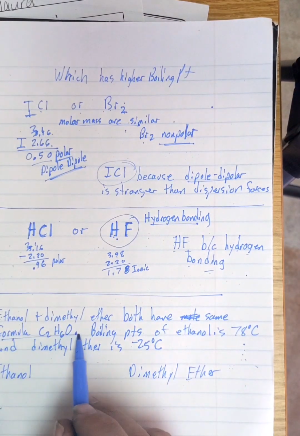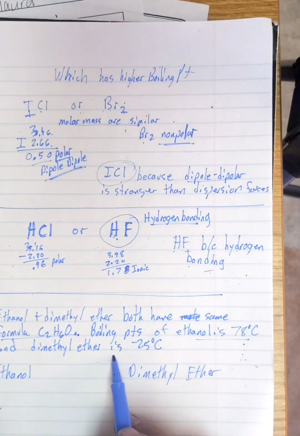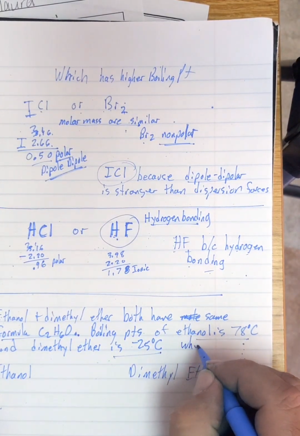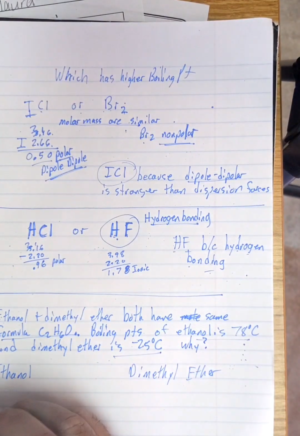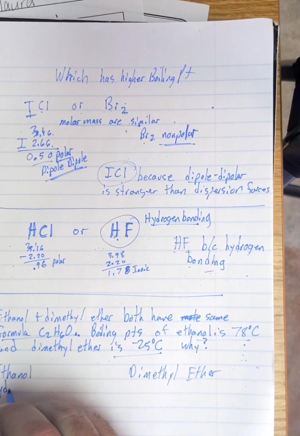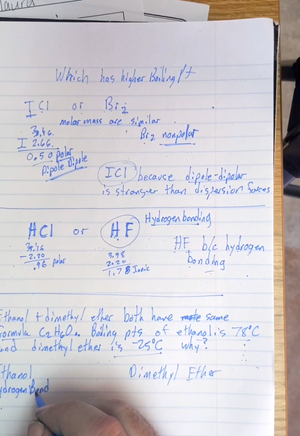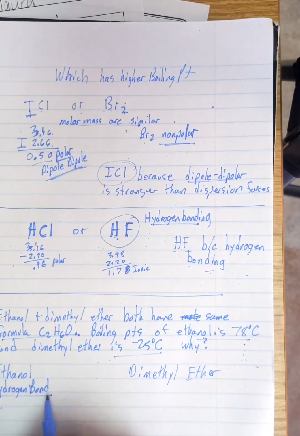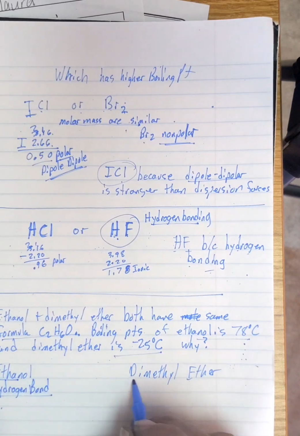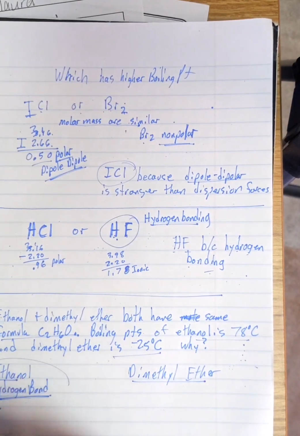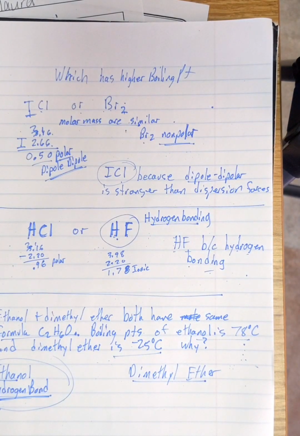So here we have ethanol and dimethyl ether. Both have the same formula, C2H6O. But the boiling point of ethanol is 78 degrees, and the boiling point of dimethyl ether is negative 25 degrees Celsius. So why is this? The answer is basically hydrogen bonding. Ethanol has hydrogen bonded to oxygen, so it can form hydrogen bonds.